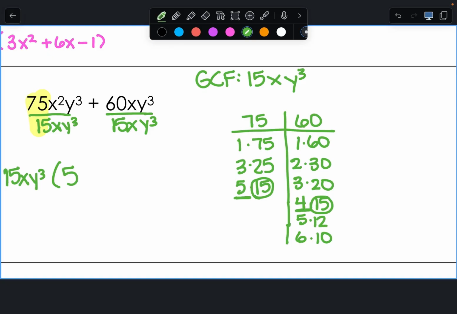So, x squared divided by x is x. Y cubed, what happened with those? They cancel out. So bring down the plus sign. 60 divided by 15? What was left behind? 4. X divided by x cancels out. Y cubed divided by y cubed cancels out. Questions? All right.